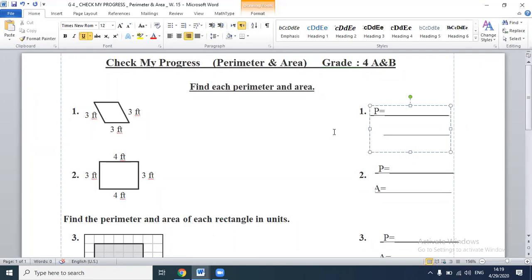Here I have 3 plus 3 plus 3 plus 3, or 3 times 4, which equals 12. So the answer here is 12. Number 2.